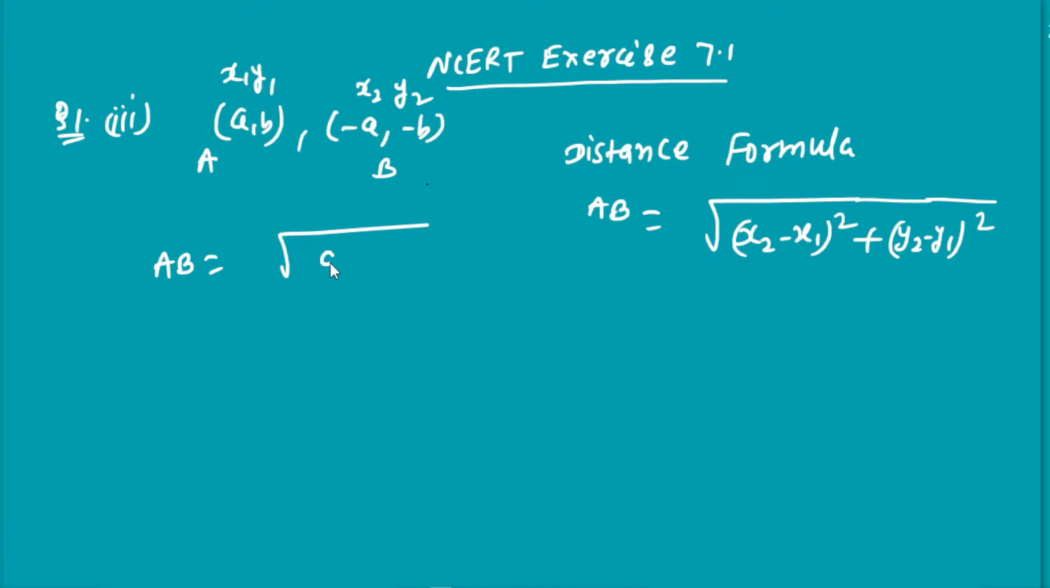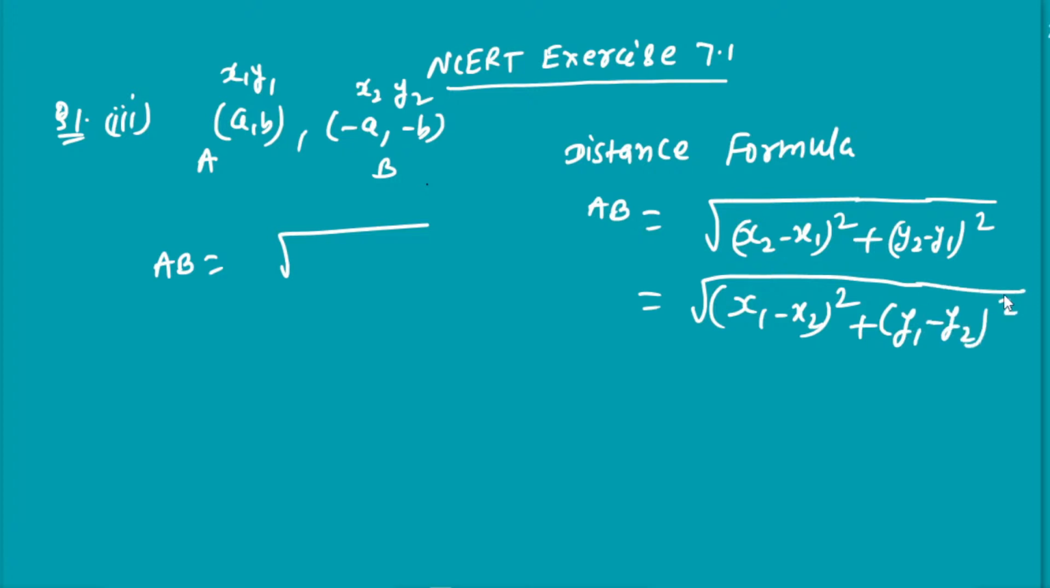So this is a, and this is plus a. If I use x2 minus x1, there is no change in the formula. If you take x1 minus x2, it doesn't matter whether you take x2 minus x1 or y1 minus y2 whole square, you can take it. So here I am writing x1 minus x2. This is a plus a, because it is a minus of minus a, so this is plus a. And then b minus of minus b, this is again plus b.